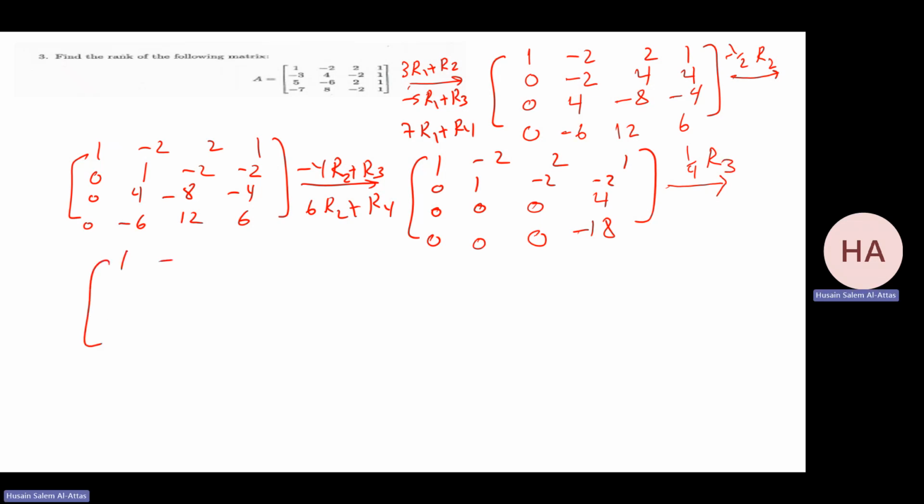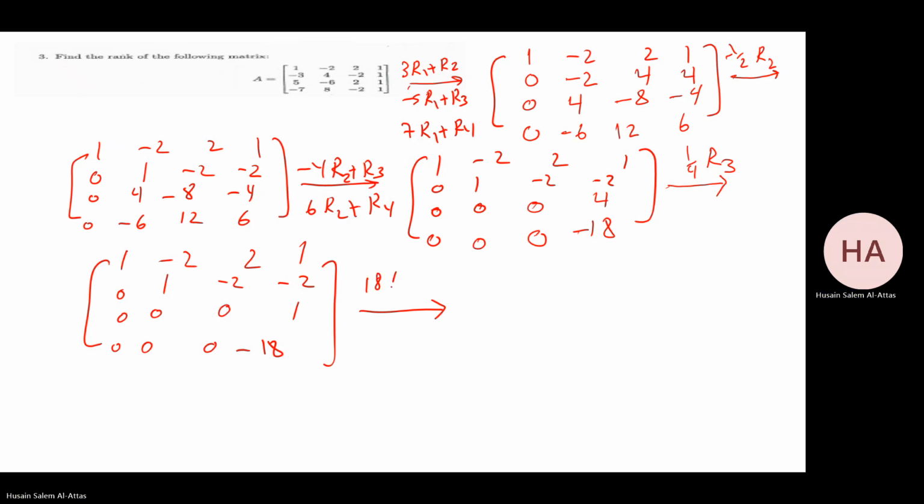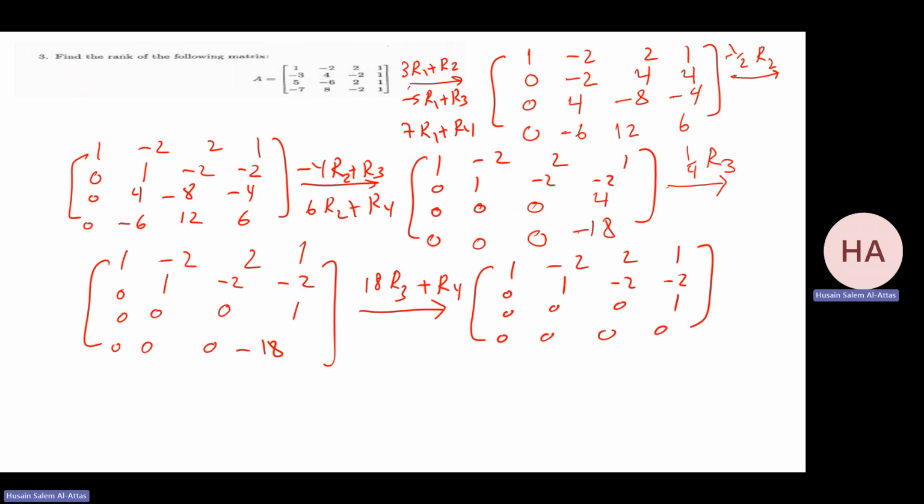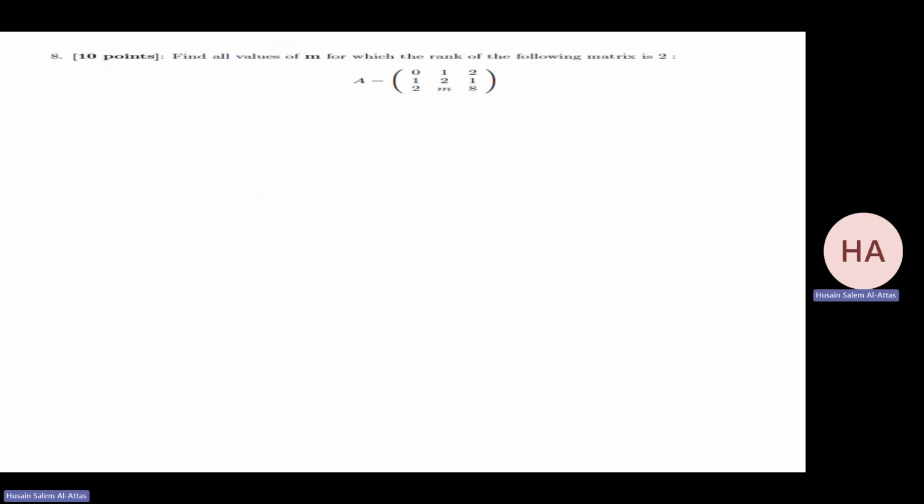You have 1, minus 2, 2, 1; 0, 1, minus 2, minus 2; 0, 0, 0, 1, 0; 0, 0, minus 18. Multiply the R3 by 18 and add it to the fourth one to make it 0, 0, 0, 1. So you have 0, 0, 0, and this is 0. So the rank of A equal to 3. I need to be careful with the calculation. Find all values of M for which the rank of A is 2.